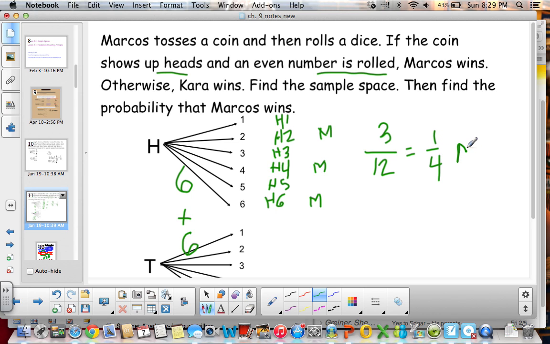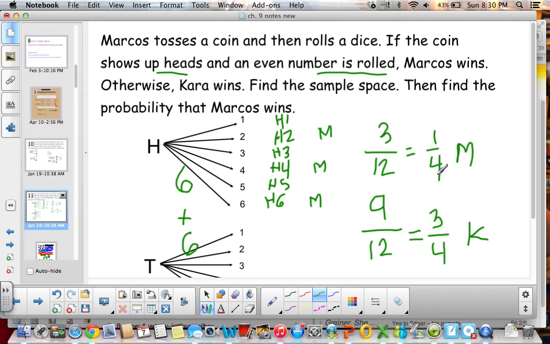And then Kara would have, we could either count up the rest, or we know that they have to equal 1. So if Marcos has a 3/12 chance, Kara would have a 9/12 chance because 9 plus 3 equals 12, and 12/12 equals 1. These would be a situation of complementary events. So then 9/12, we can divide both our numerator and denominator by 3, which would be 3/4. So Kara has a 3/4 chance of winning.